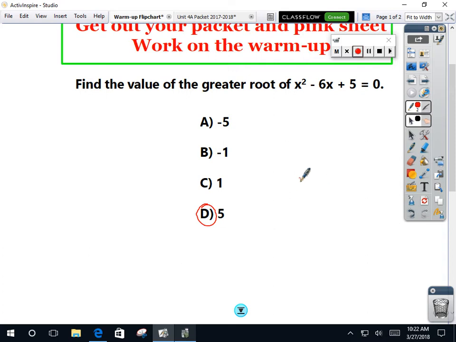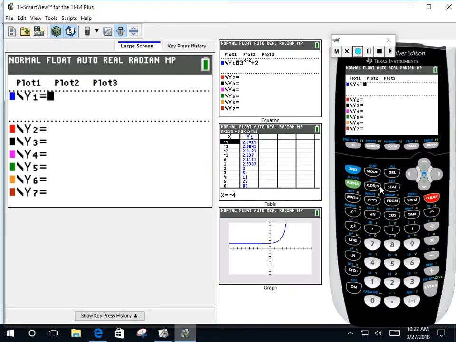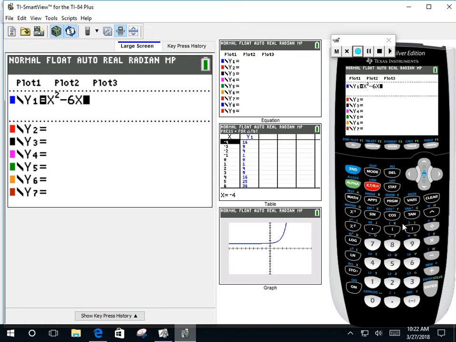Now let's talk about y. It says find the value of the greater root. Well, just a minute ago we talked about what a root is. A root is the same thing as an x-intercept. And remember, they're also called zeros. So all you would have to do is graph this, x squared minus 6x plus 5.